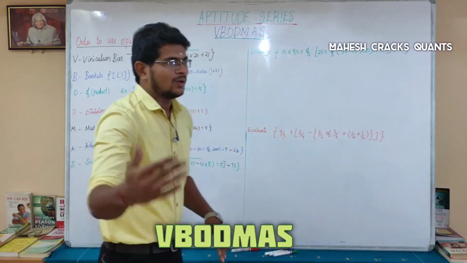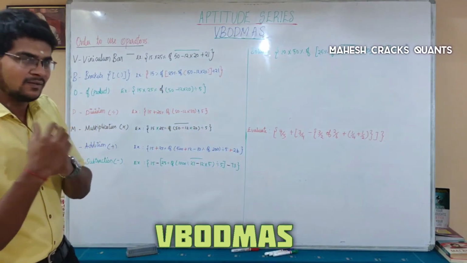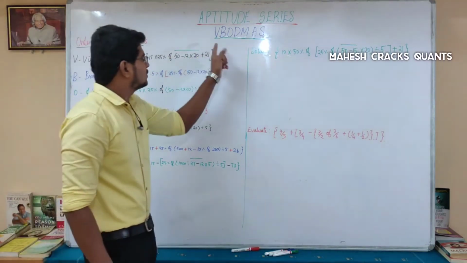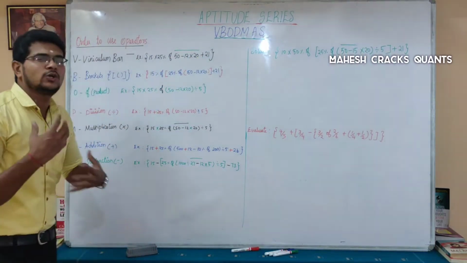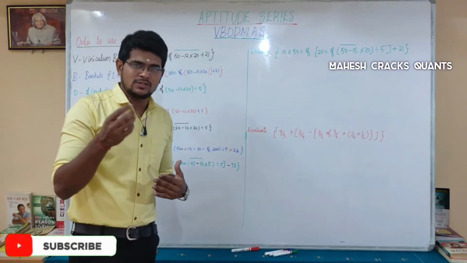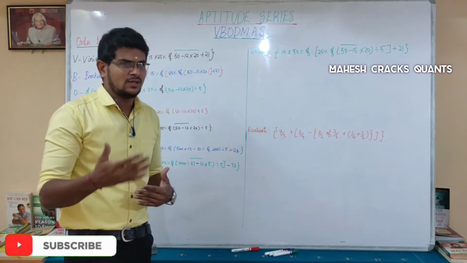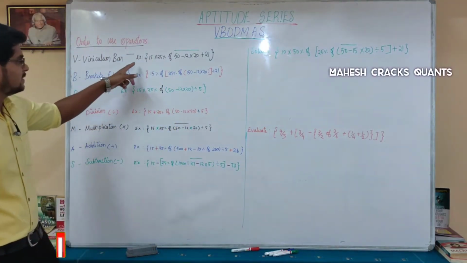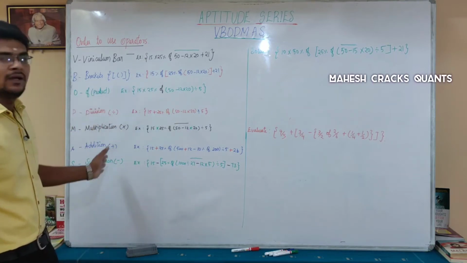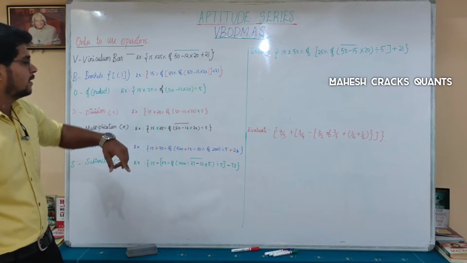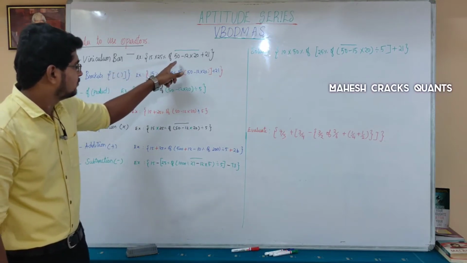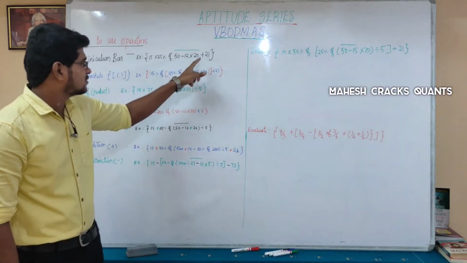Okay, let's get started. What are the words and what is their meaning? First, we will see that. VBODMAS. V is vinculum bar. What is a vinculum bar? It is nothing but a bar which should be solved first. For example, I have given the example with different operators: bracket 15 into 25 percentage of 50 minus 12 into 20 plus 21.